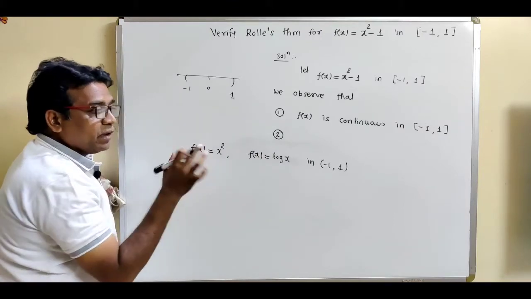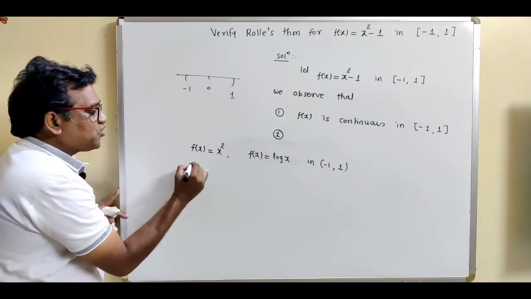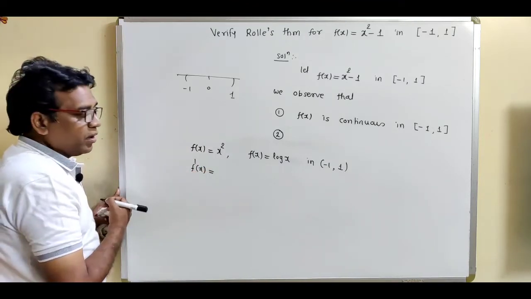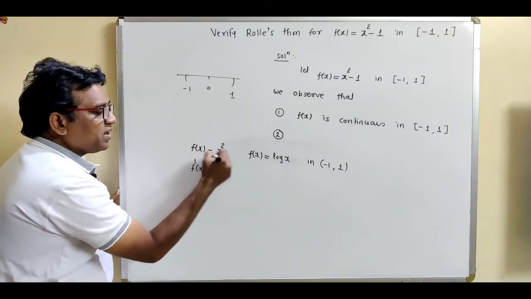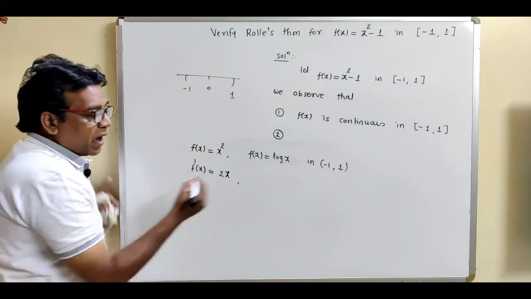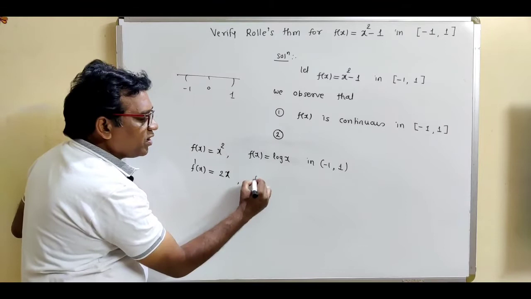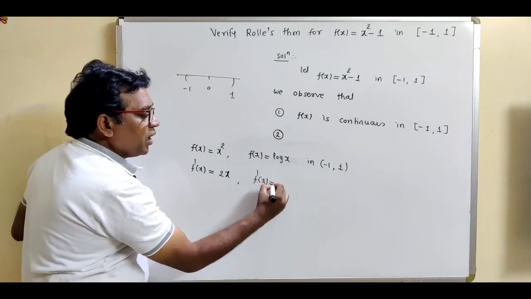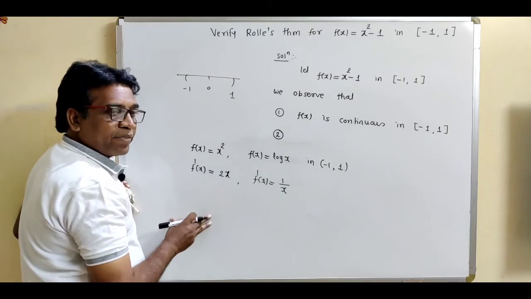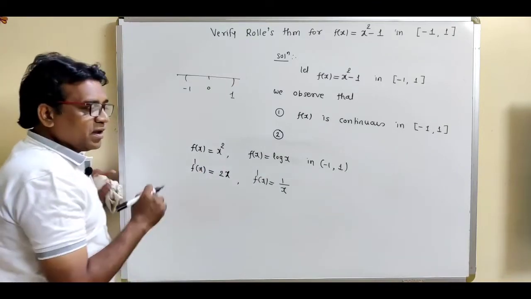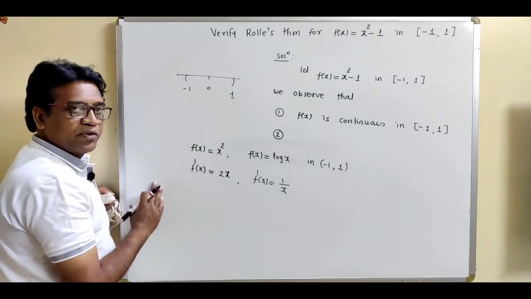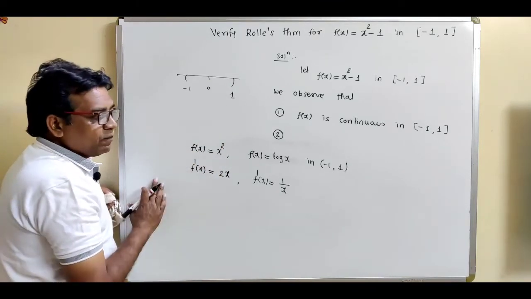Now see how to check the differentiability. Differentiability means just find out its derivative. The derivative f dash x of x square is 2x. And if we take f(x) equal to log x, then what is its derivative? f dash x is 1 upon x. Now see what is the next step. The first step is, this is the given function, and just find out the derivative. Now what is the next step?